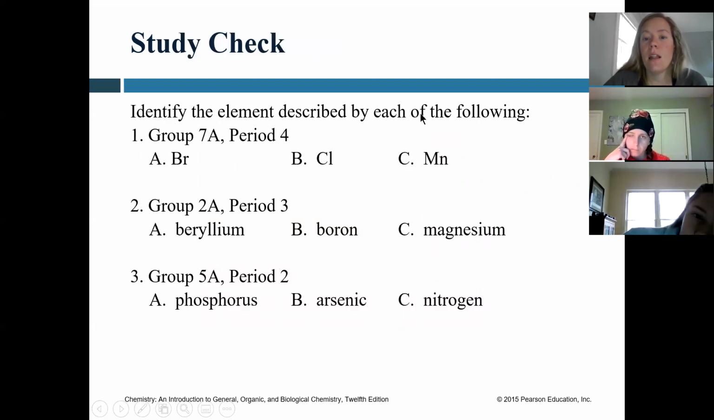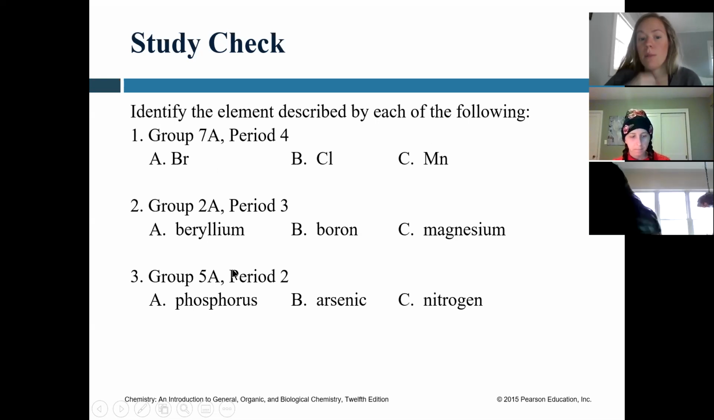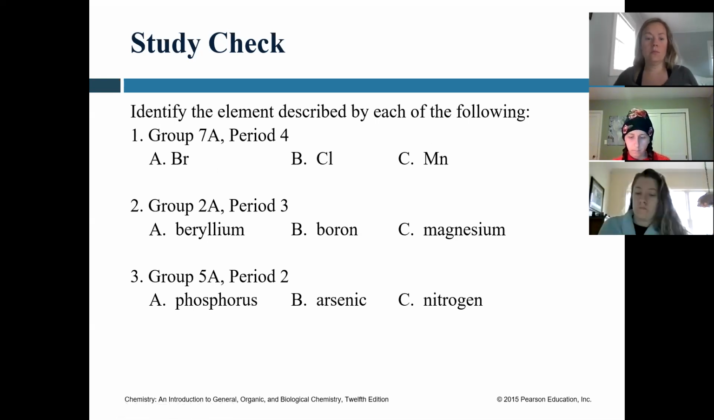Okay, so identify the element described for each of the following. I do want you to try this out. It should only take about 45 seconds to do each one. I want you to tell me what is what, just so that you can get comfortable with group and period.